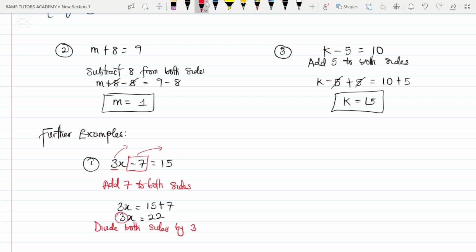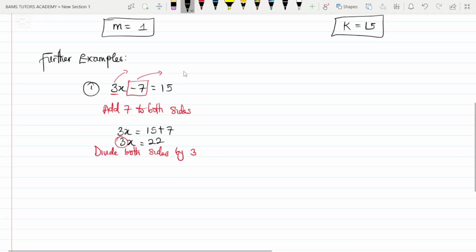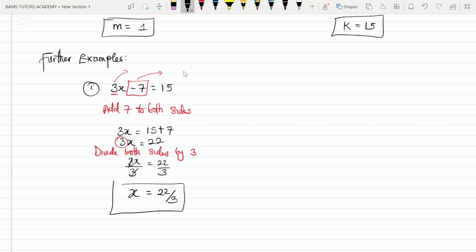So that's the way we are going to do this particular thing here. So we are going to have 3x divided by 3, 22 divided by 3. 3 cancels 3, then x is now isolated, and we have 22 over 3. Very easy, right? Let's do another example under this type of question.